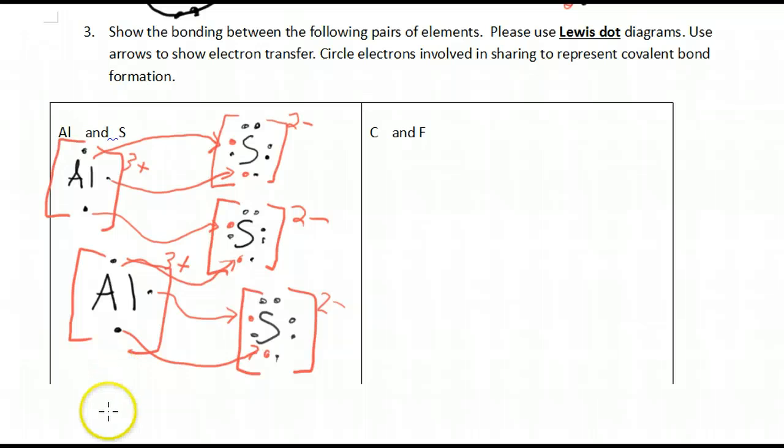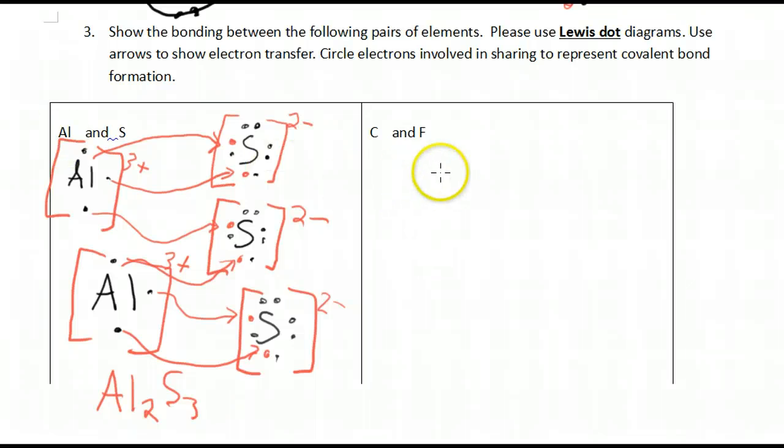So what would the formula be if you combined aluminum and sulfur to make a compound? Well, you'd have 3 aluminums. So it'd be, or sorry, you have 2 aluminums. So it'd be Al2, and then it'd be S3. The question didn't ask you to do that, but just so you know.